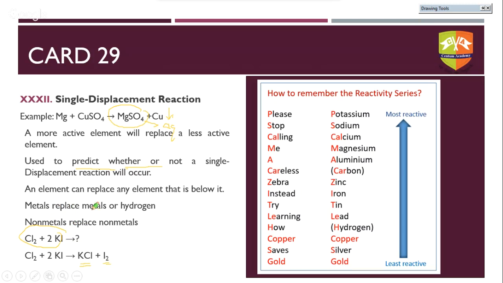So all metals replace other metals or hydrogen, and there could be non-metals which replace non-metals as well. So all of these are important. Remember, when it is simply given with acid or water, you will realize that metals will displace all the hydrogens in the series. So this is a quick look at single displacement reactions.